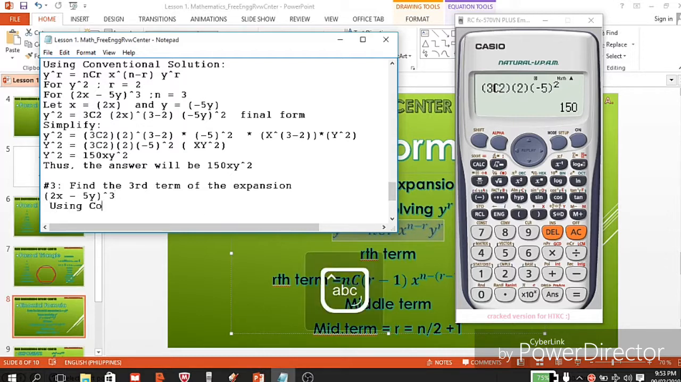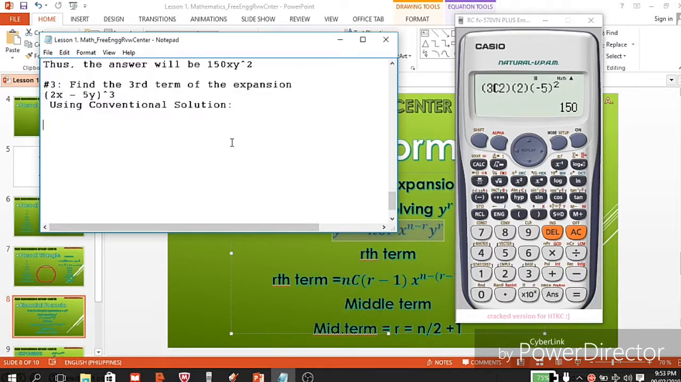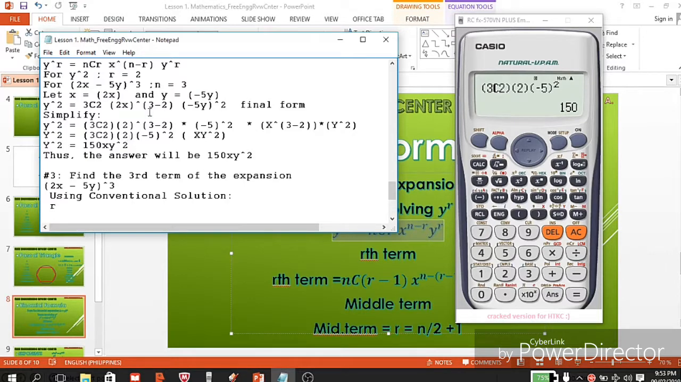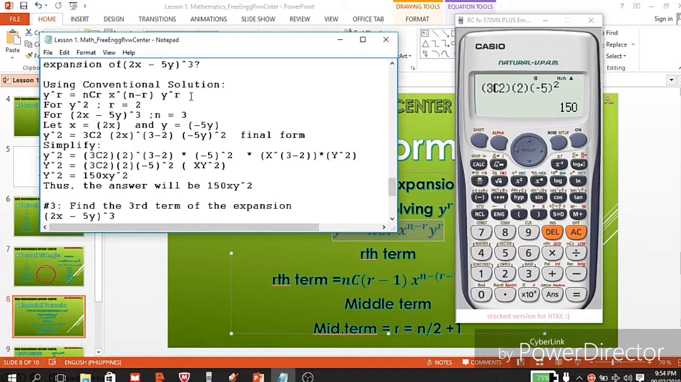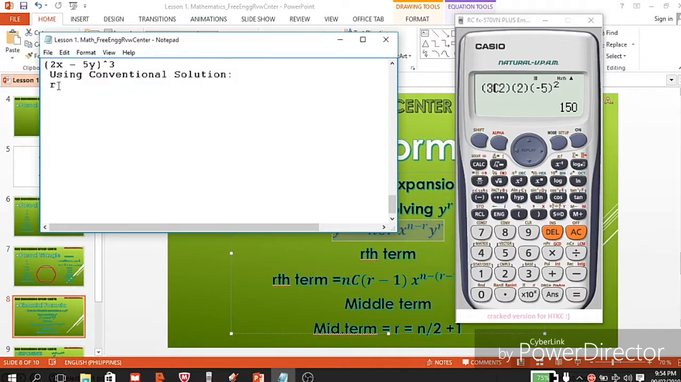So using the conventional solution, that could be easy. We all know the formula for the r-th term is just this one, so I'm going to copy it. You just need to change this by r, and you just need to subtract 1 here, and 1 here, and 1 here. Okay, leave it like that.